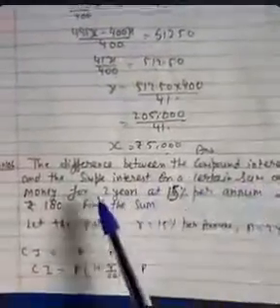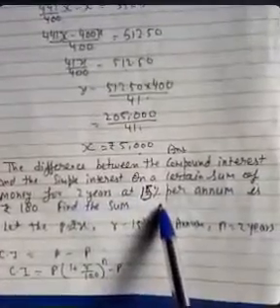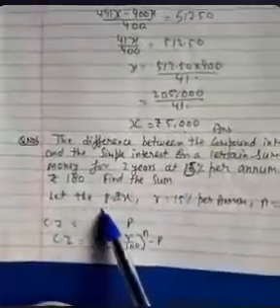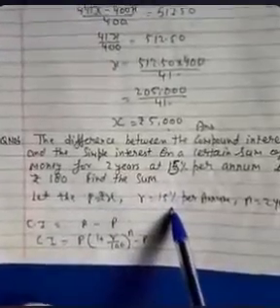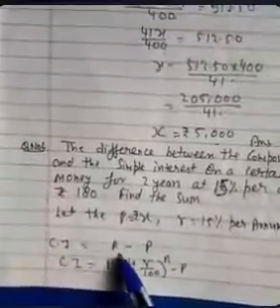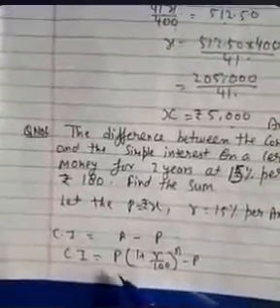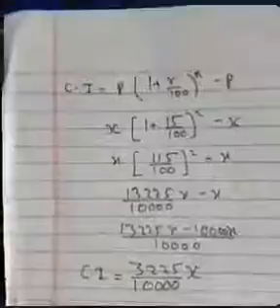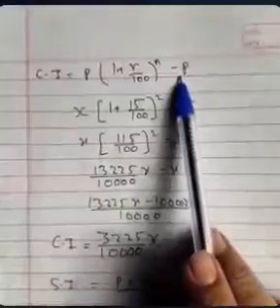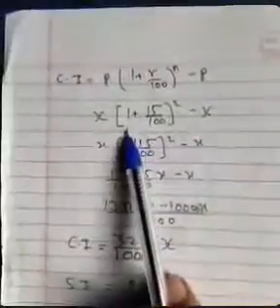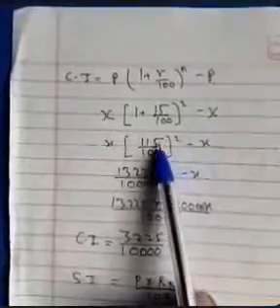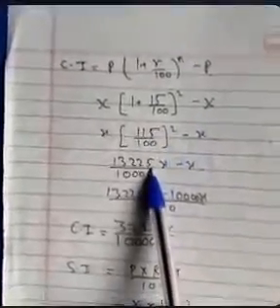Next question: the difference between the compound interest and the simple interest on a certain sum of money for 2 years at 15% per annum is rupees 180. Find this sum. Let the principal be equal to X, R equal to 15% per annum and N equal to 2 years. The formula is compound interest equal to amount minus principal. Now putting the values, compound interest is equal to P into 1 plus R upon 100 whole to the power N minus P. Putting the values, X into 1 plus 15 upon 100 whole square minus X. Now 115 upon 100 whole square comes to a result here.